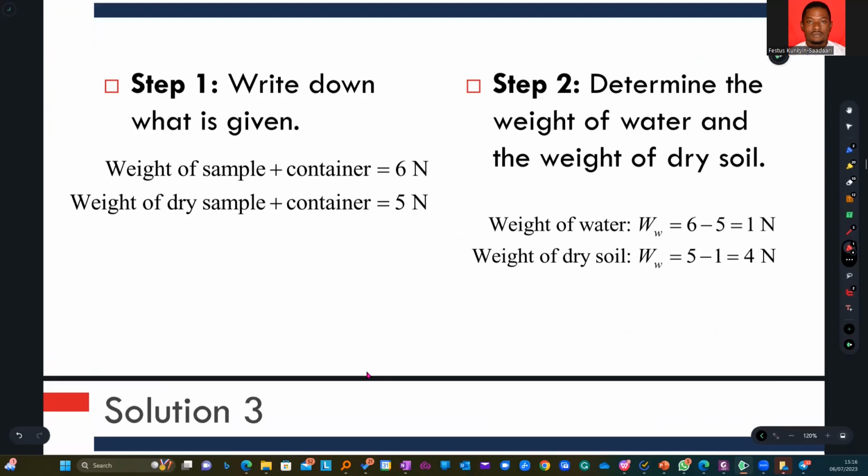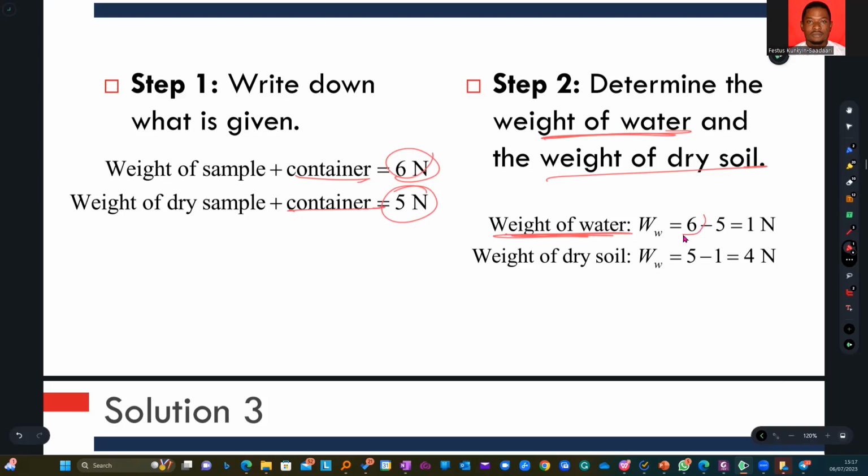Now we know the weight of the sample plus the container is 6 newtons. After the sample was dried, the new weight became this, including the container. We want to determine the weight of water and that of the dry soil. The weight of water can be determined, since we still have the container; we are assuming the container is not taken out.